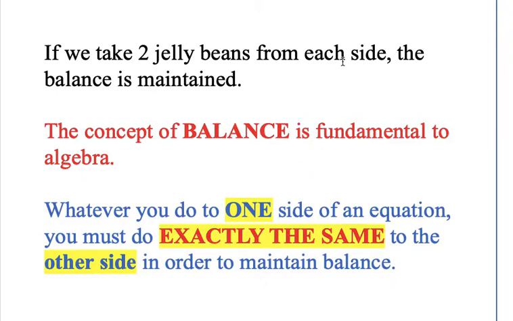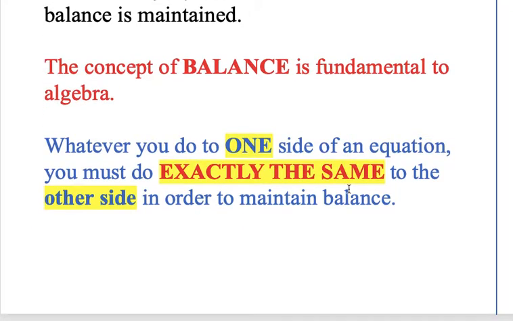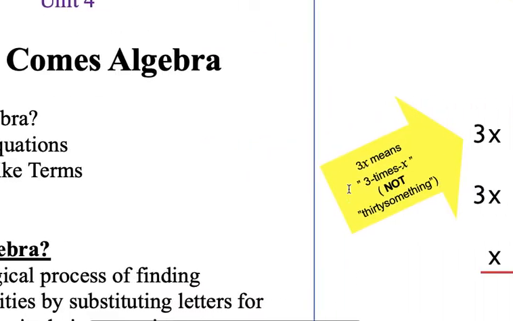So if we take 2 jelly beans from each side, the balance is maintained. The concept of balance is fundamental to algebra. Whatever you do to one side of an equation, you must do exactly the same to the other side in order to maintain the balance. And if you're in my class, you'll hear me say that sentence in blue many times over a period of 5 years. Okay, so moving on to the next little bit.